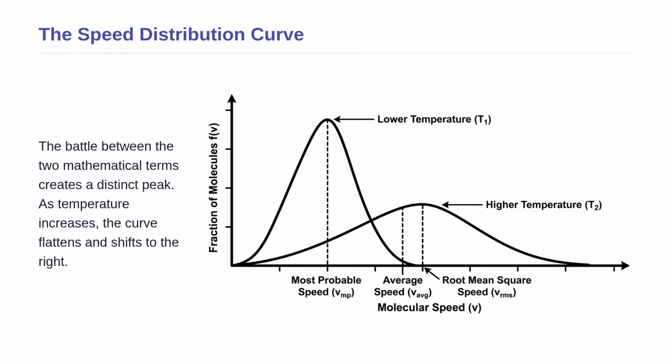Now look at the red curve for a higher temperature. As the gas heats up, the entire distribution shifts to the right and spreads out. This visually proves that at higher temperatures, molecules are generally moving faster, and there is a much wider variety of speeds present in the container.